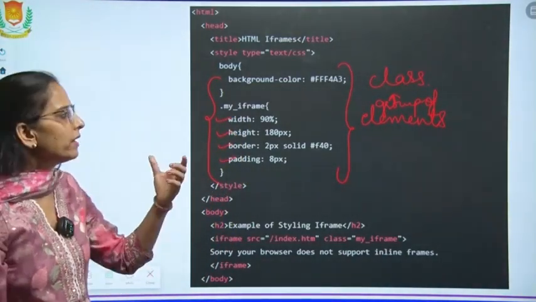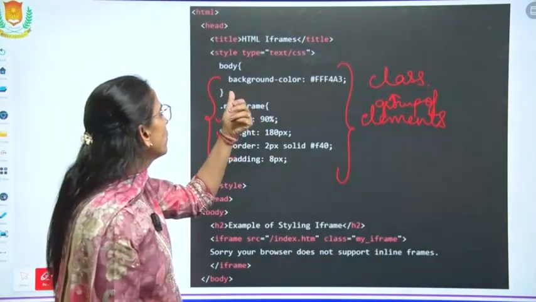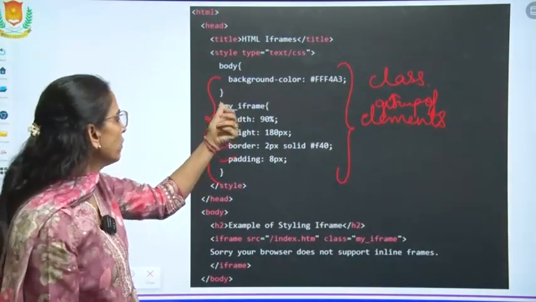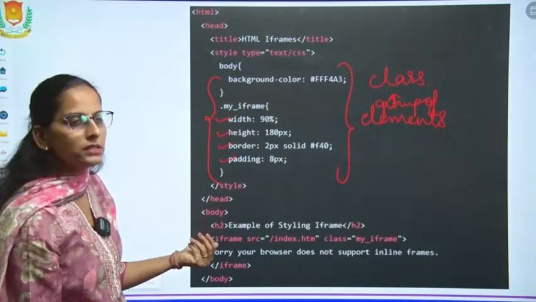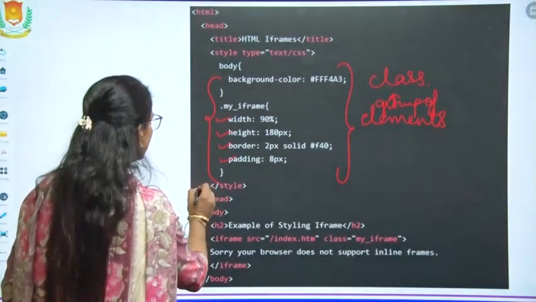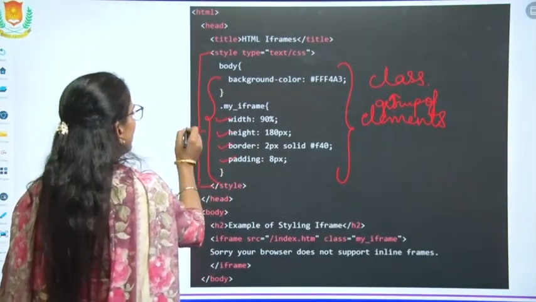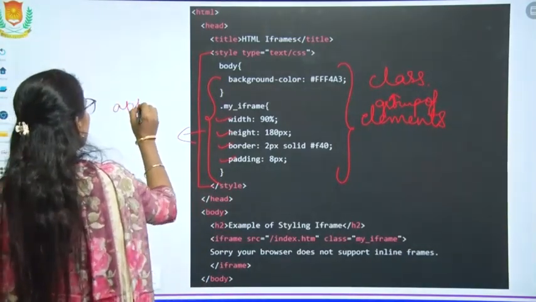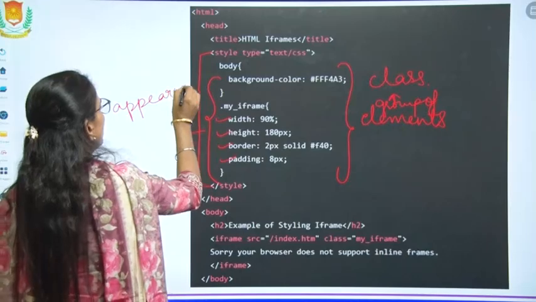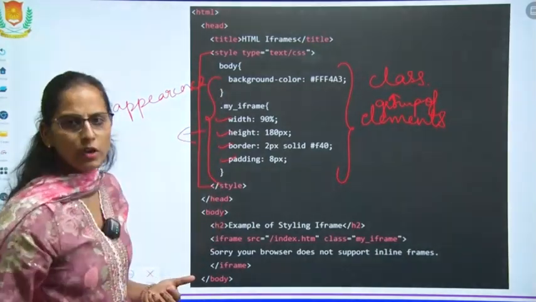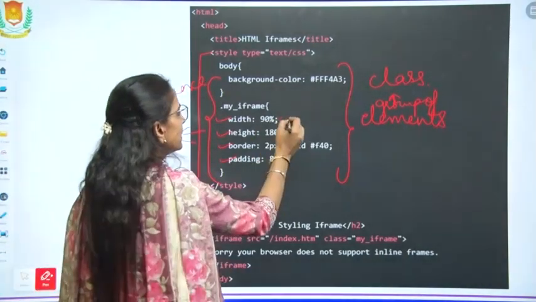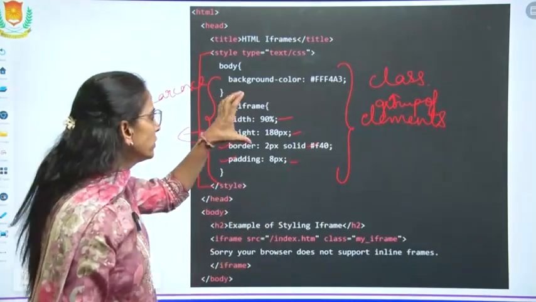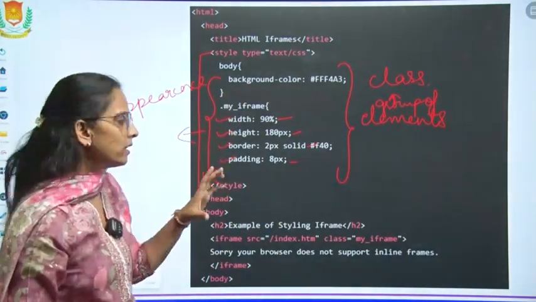Okay. We can create a class with the help of the feature CSS. We can define it in the CSS with the help of this style tag. Okay, it will change the appearance. You can create it as per your requirement. So these are the group of elements which together makes a class.